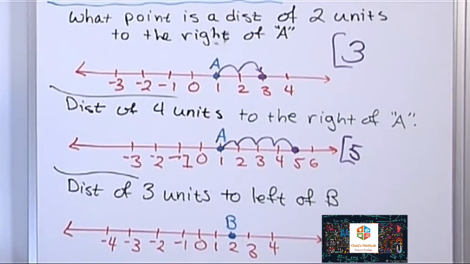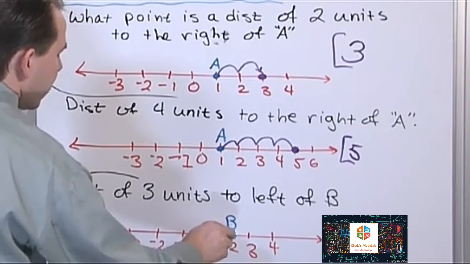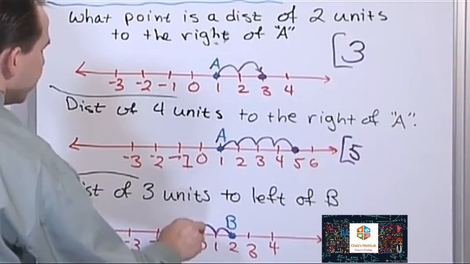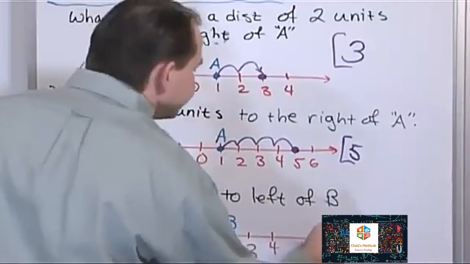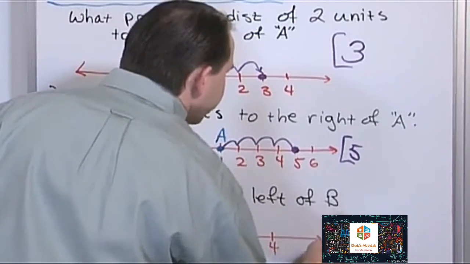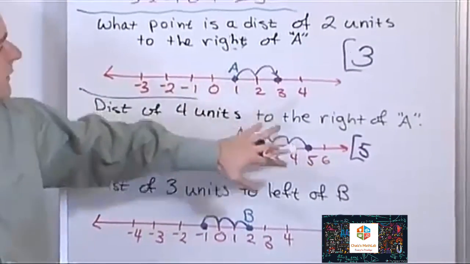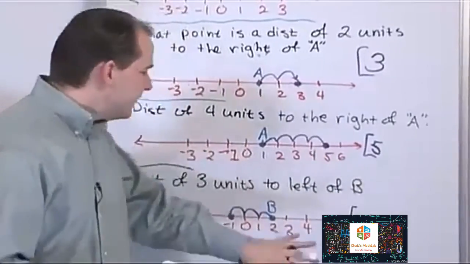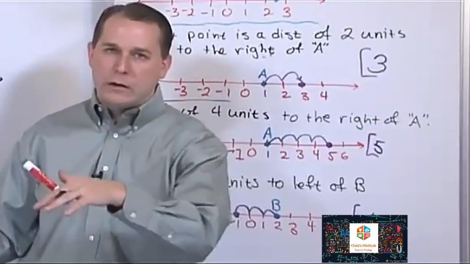So the way you do that is just like you would think. You start at B and you count 3 units, but instead of going to the right, you go to the left. 1, 2, 3. So you landed on negative 1. So a distance of 3 units to the left is going to land you on negative 1. So these here where you're moving to the right is kind of like addition, right? And then these here where you're moving to the left is kind of like subtraction. You're taking away. You're going lower, right?